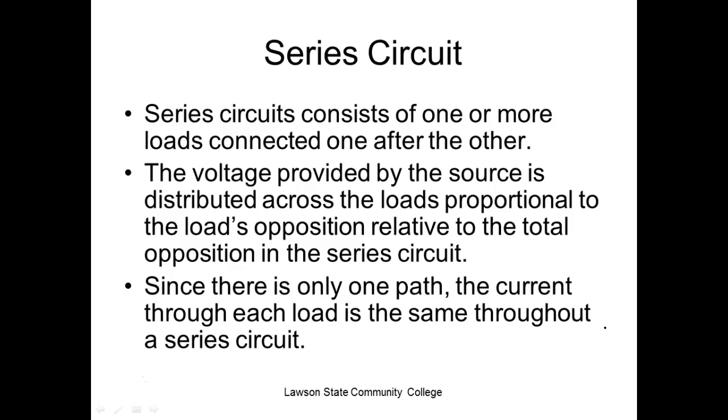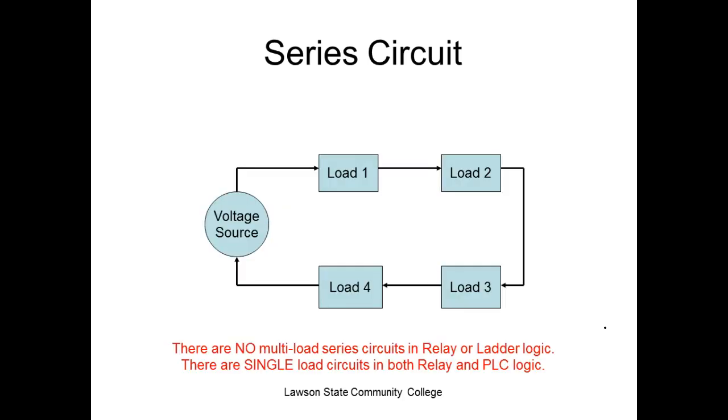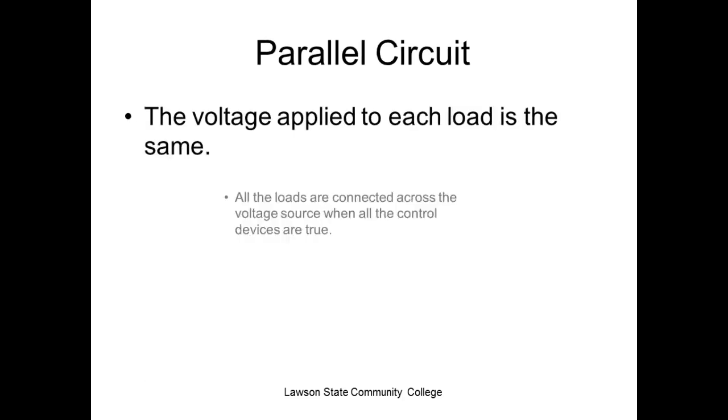Since there's only one path, the current through each load is the same throughout the circuit. Everybody okay? So this is a series circuit. There are no multi-load series circuits used in relay logic, and there are single load circuits in relay. So there's no multi-load. We'll use single load circuits, right? And then we use parallel circuits. You're not going to do any calculations, but you need to understand the features of the series circuit. Everybody okay? And so this shows you the current flow, my animation.